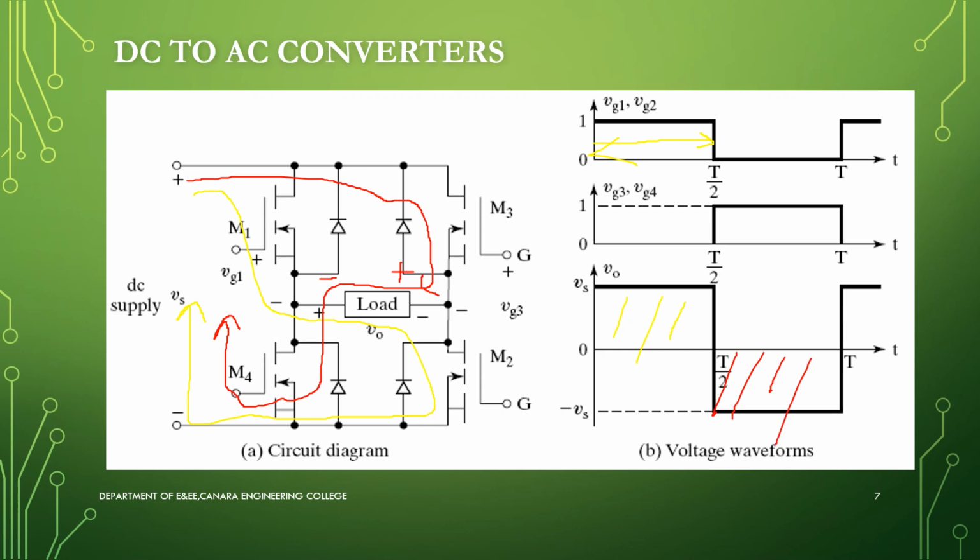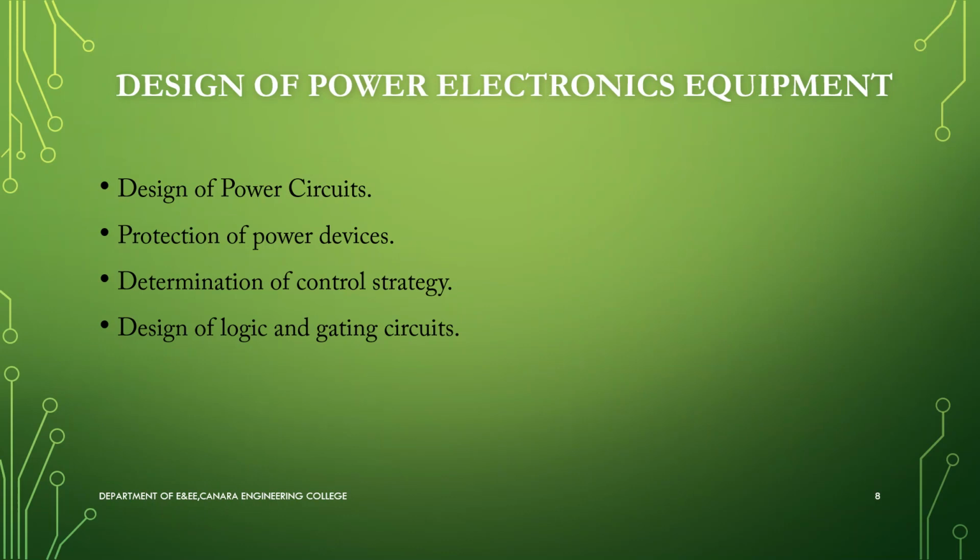So from a fixed DC, you are going to get a variable AC. This is a DC to AC converter, otherwise known as an inverter. And the last one is the static switches, wherein all the semiconductor devices which you use for conversion purposes are used as a switch. So how do you actually design any power electronics equipment?